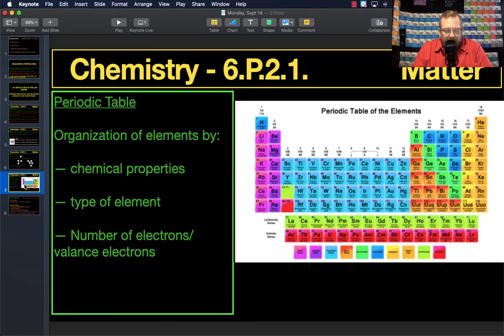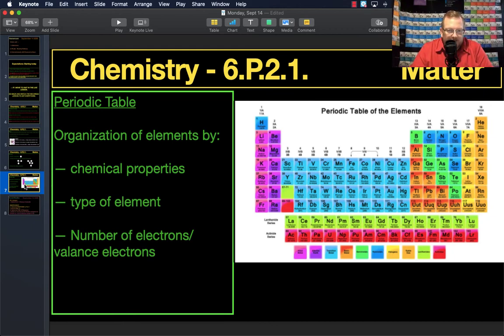Now, this periodic table, we're not going to spend a lot of time here. I just want to make you aware of the periodic table. The periodic table organizes the elements a couple of different ways. It organizes them by chemical properties. Now, if you're saying, well, how do we know? Well, this is what you'll learn in 8th grade. I'm just giving you a head start.